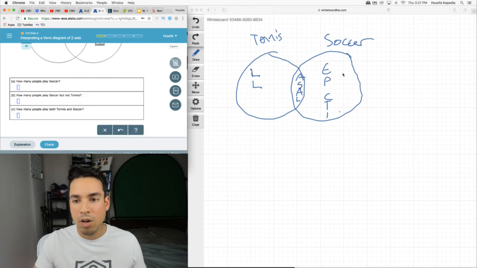How many people play soccer? 1, 2, 3, 4, 5, but also these guys as well. 6, 7, 8, 9. So 9 total play soccer. How many people play soccer but not tennis? 1, 2, 3, 4, 5. Because these guys play soccer, but they also play tennis, so they're not included. We just got 5. How many people play both tennis and soccer? It's everybody in both universes. A, S, A, L. So that is 4.